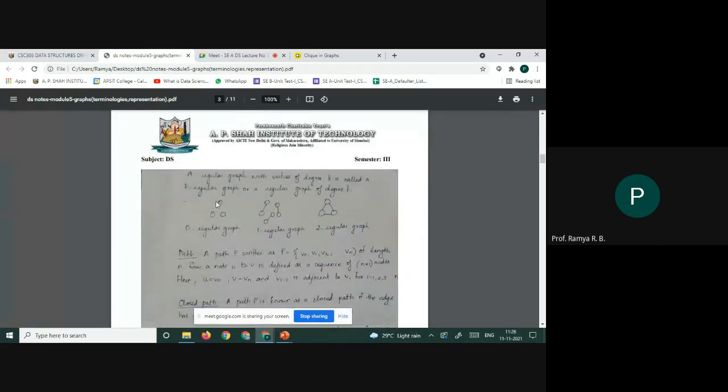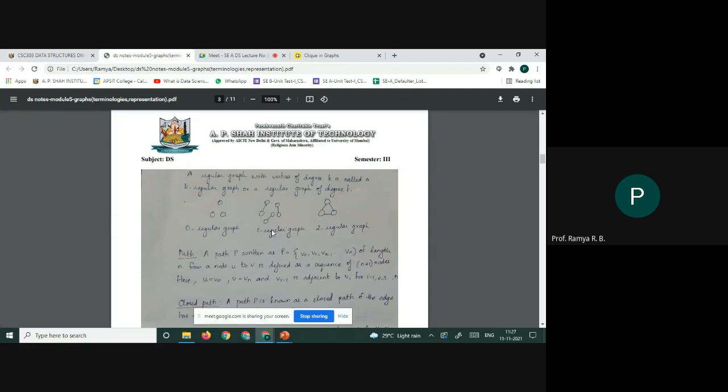For example, just see these diagrams. There are three types of regular graphs shown. Zero regular graph. Zero regular graph means every node in your graph has degree 0. That means every node does not have any neighbor. Every node in your graph is an isolated node. So in the zero regular graph, you can see all nodes are isolated. None of the nodes have a neighbor. So it's a zero regular graph.